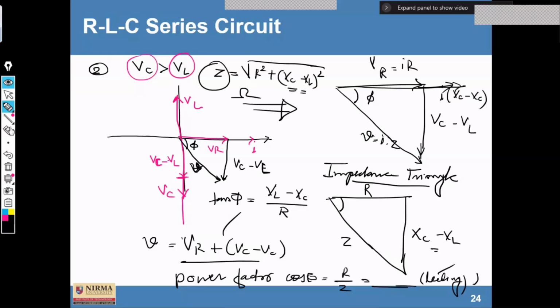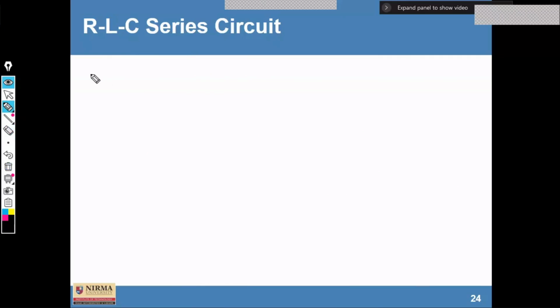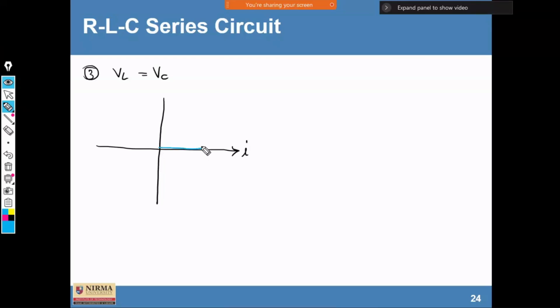So the third condition is VL is equal to VC. Now here, if we draw the vectors, this is your VR vector, VL, because it is leading compared to current I, and this is your VC.